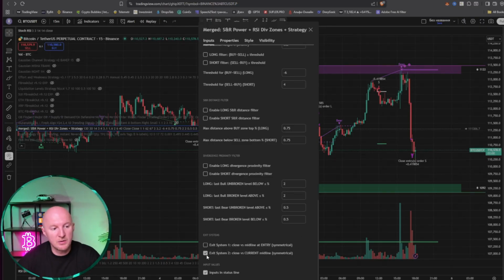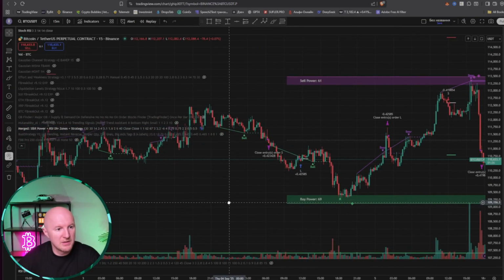Besides the filters, I also added 2 exit systems. The first system is closing by the middle line, this middle line right here, but it works when the middle line is taken at the moment the trade is opened. And the second system simply tracks the middle line dynamically. Let me explain so it's clearer. Take a look.